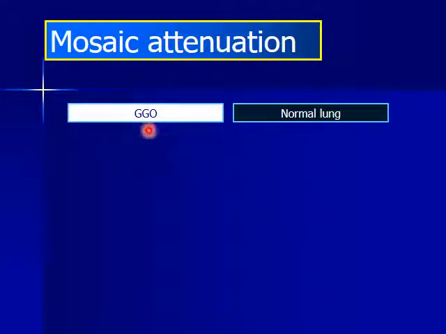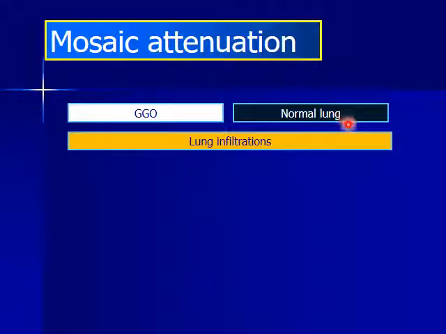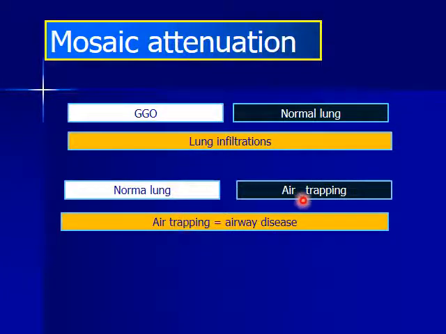Sometimes the mosaic attenuation results from areas of ground glass opacities which appear bright and normal lung which appears dark. This usually means that we have infiltration by inflammatory cells, by tumor cells, and so on. The second scenario, that we have areas of air trapping appearing dark, and the normal lung appears by illusion to be bright. This is in small airway disease due to air trapping.